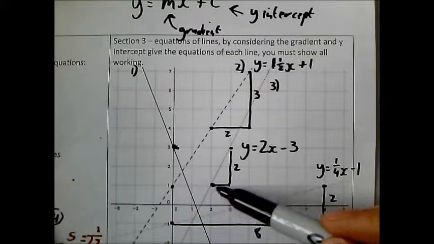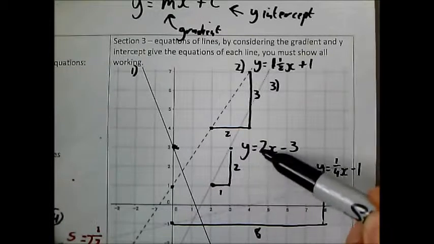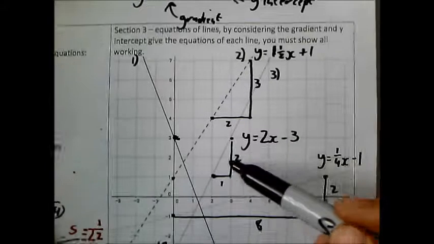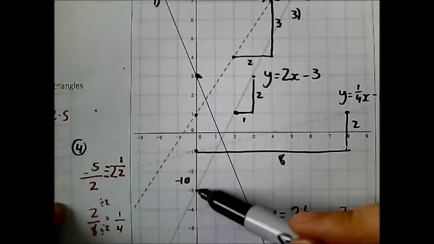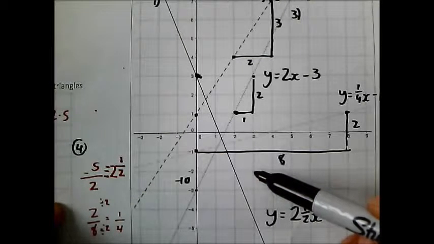Okay, this one here, the gradient is 2 divided by 1, which is 2. So y equals 2x, and it crosses the y-axis at negative 3. So you put minus 3 at the end.